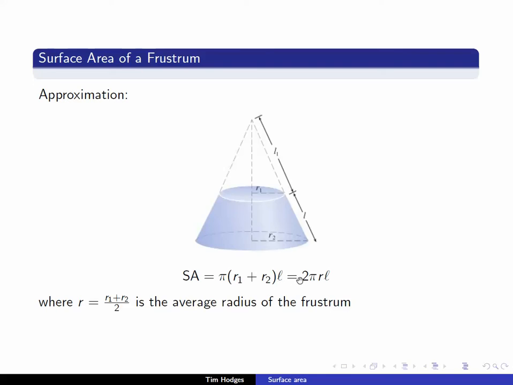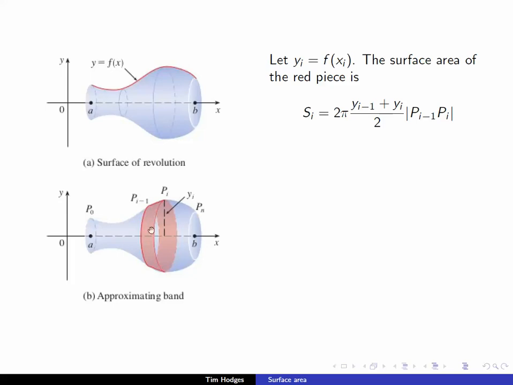And we're going to use this in the following form. If we take R to be the average of R1 and R2, that's R1 plus R2 over 2, then the surface area will be 2 pi times R times L. So we're going to use this formula to approximate that slice, that little red band here. So what are the radii? Well, this radius here at the end is y i, it's f of x i, and at the other end the radius is f of x i minus 1, which we'll call y i minus 1.